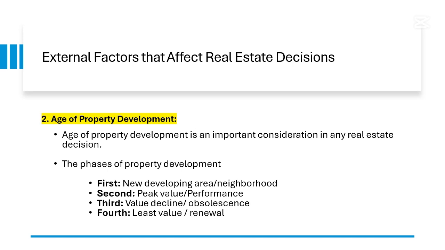First phase. A property in this phase is located in a growing area with potential for high future value and is characterized by new infrastructure, rising demand, and competitive pricing. For example, investing in a newly developed commercial zone can yield high returns. The next is peak value or performance. The property reaches its highest value and optimal performance, and high demand and minimal maintenance issues define this phase.